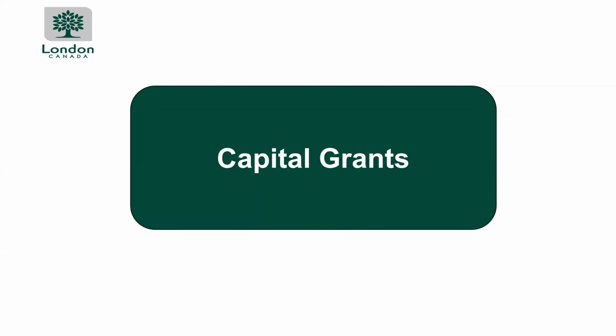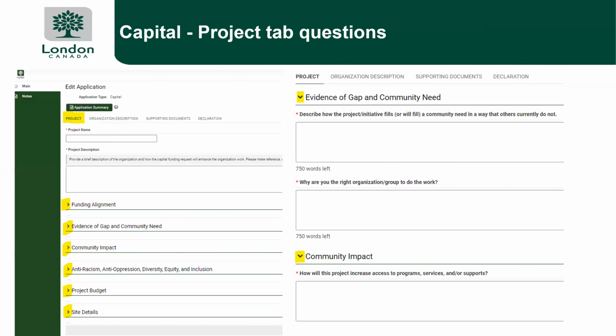Capital grants. So capital grants are a bit different because obviously the request is more about construction, renovations, a building, land, that sort of thing. So the first part of a capital application, again, is about the project, but clearly it's a bit of a different ask. Project name, a brief description. All those other pieces are very similar: funding alignment, evidence of gap and need, community impact, anti-racism, anti-oppression.